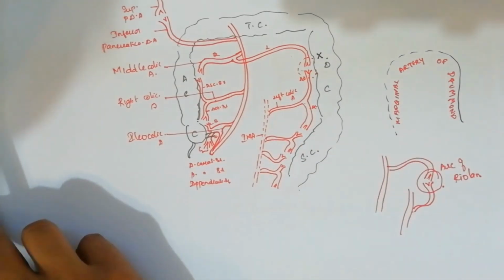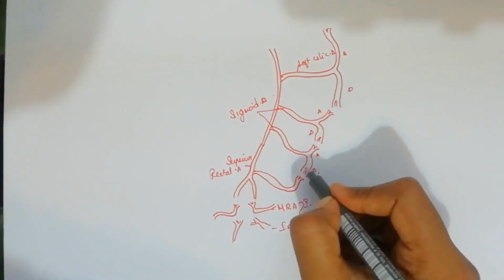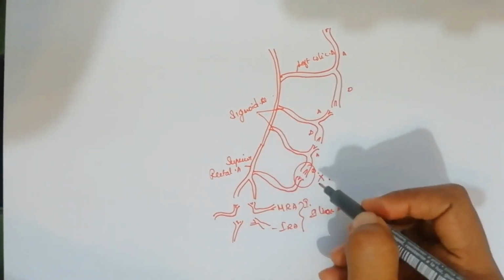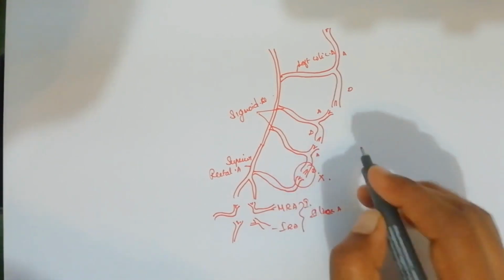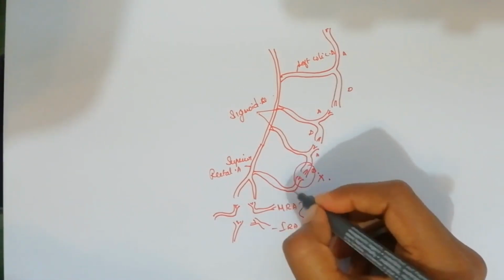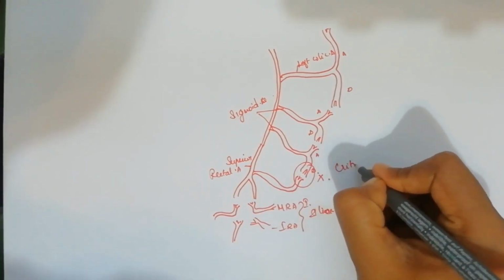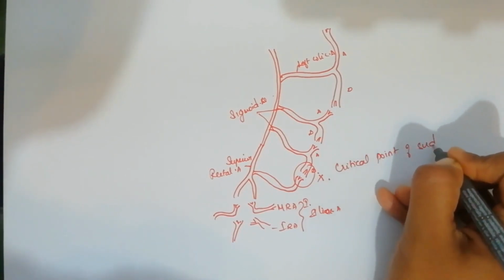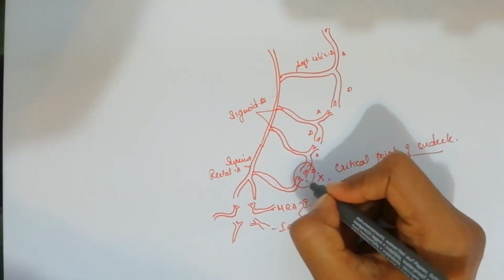And one more thing is, if this anastomosis does not happen, that is, between the branch of sigmoid artery and the branch of superior rectal, we will be having discontinuation at this place. We will call that the critical point of Sudeck. Critical point of Sudeck is a condition that happens if this anastomosis does not happen.